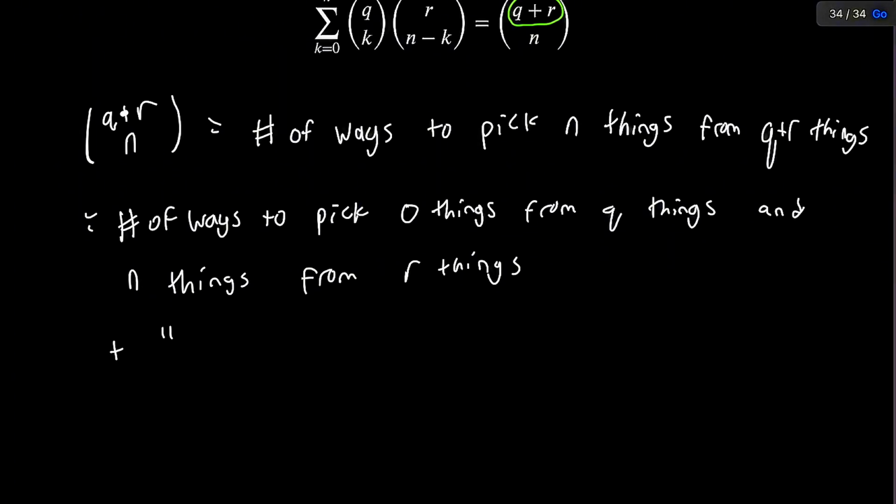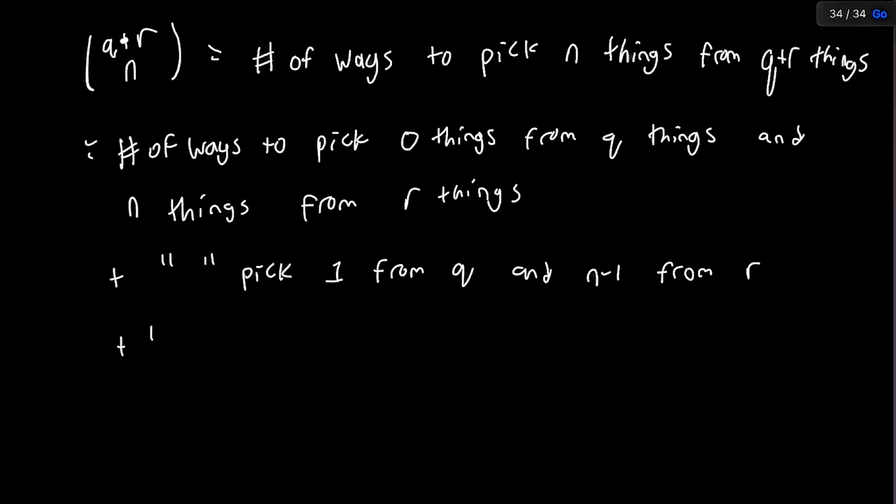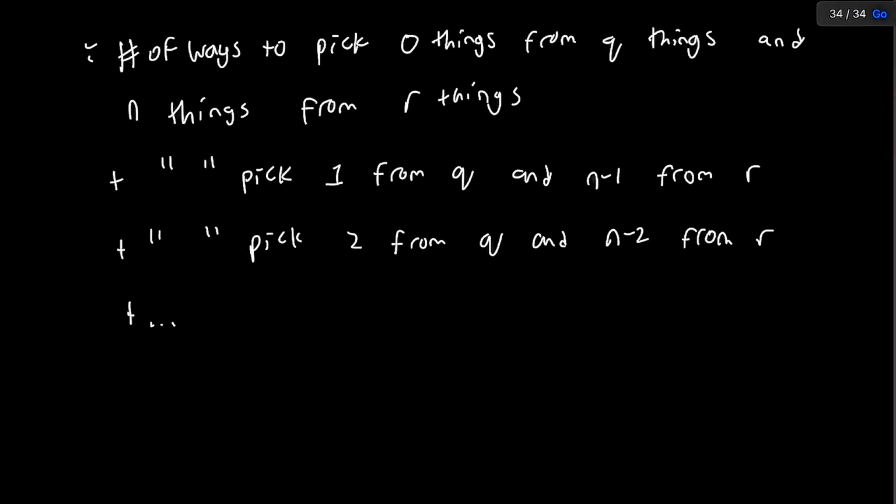Plus, so a number of ways, I'll say, to pick 1 from q and n minus 1 from r, right? Because we're still picking n things in total. Plus, okay, you can also pick 2 from q and n minus 2 from r, and so on, right? Up to picking n from q and 0 from r, right? So we kind of break it up in this way.